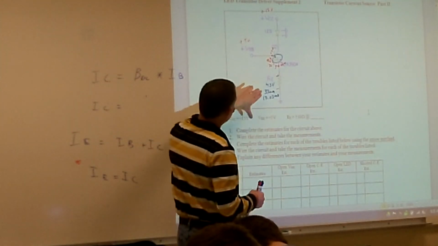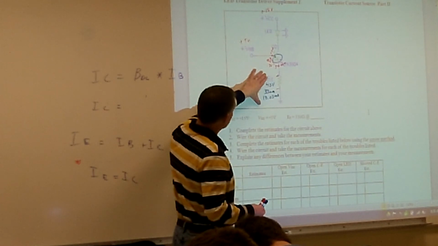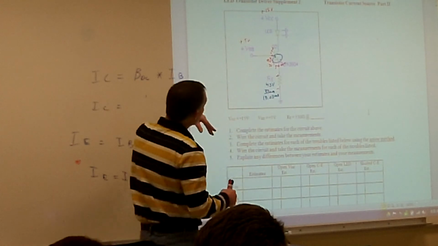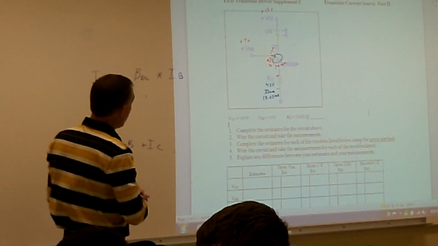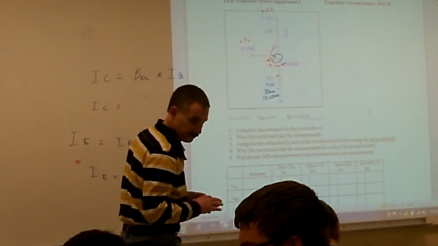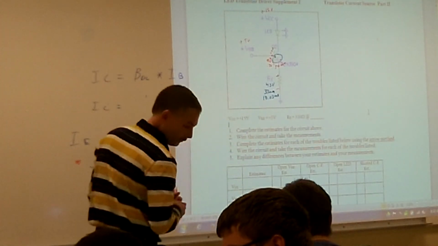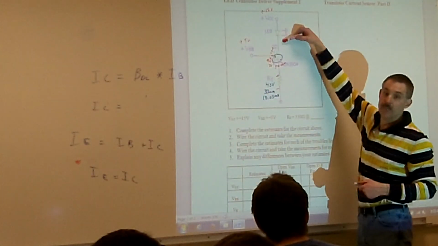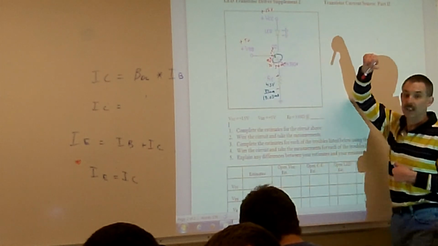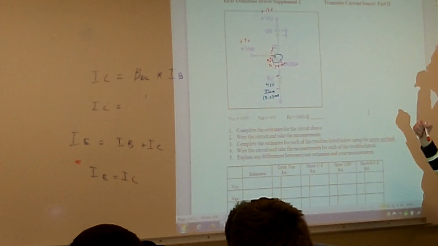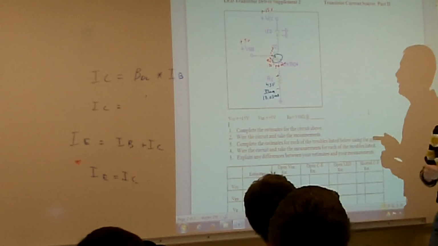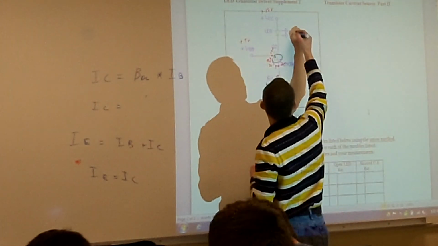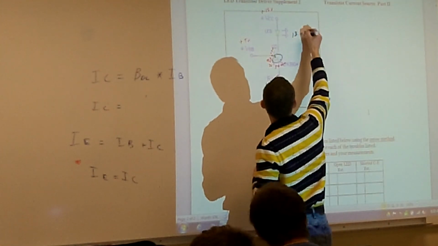Now, I've already determined that I have 13.03 milliamps current going through my emitter. So what's that going to be for current going through my collector? Or I can just say, since my LED's on my collector, what's my current going through my LED? Yep, it's going to be the same, because IE is equal to IC, so then we know that my current is going to be the same going through there.